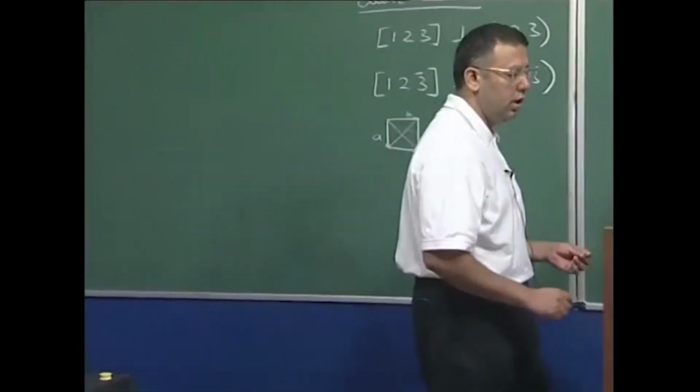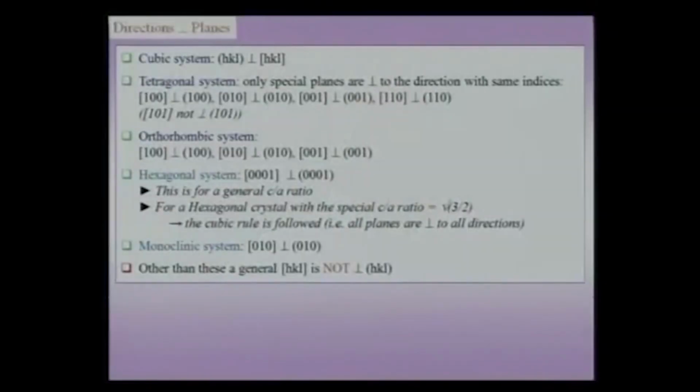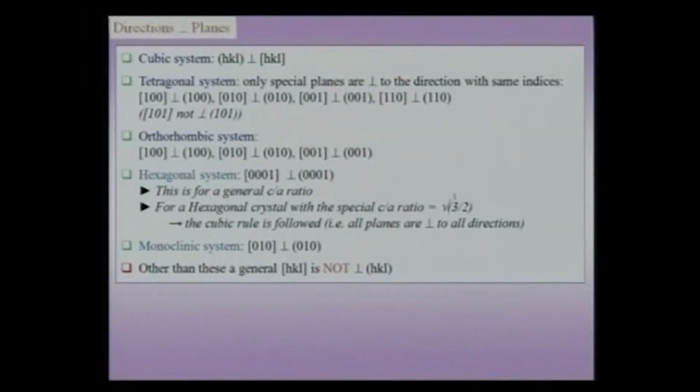However, an interesting note is that this rule, of only one plane being perpendicular to a direction, holds for a general C by A ratio. That means if I choose an arbitrary hexagonal crystal which has any given arbitrary C by A ratio, then it is true that I have only one plane which is perpendicular to one direction. But there are special hexagonal crystals with special C by A ratios. For instance, if you choose a hexagonal crystal or hexagonal lattice with √3/2 as the C by A ratio, then you have the cubic rule being followed.